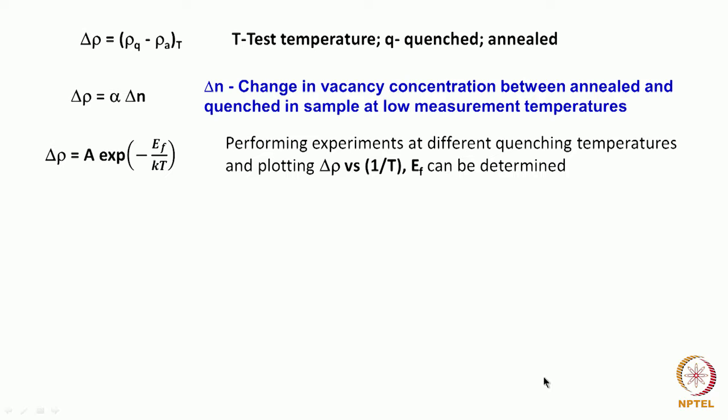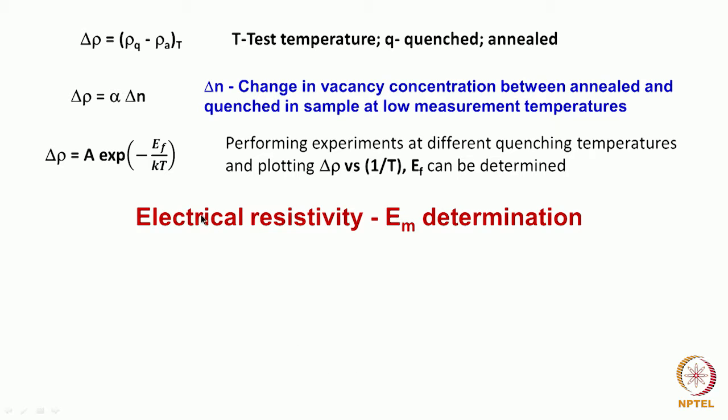Now, the same electrical resistivity measurement can also be used to find the migration energy of the defect. In the earlier experiment, we allowed the equilibrium concentration of vacancy to be present in the sample, and found the contribution due to that to the resistivity. Then, plotting the resistivity versus 1 by T, we are able to find only the energy of formation.